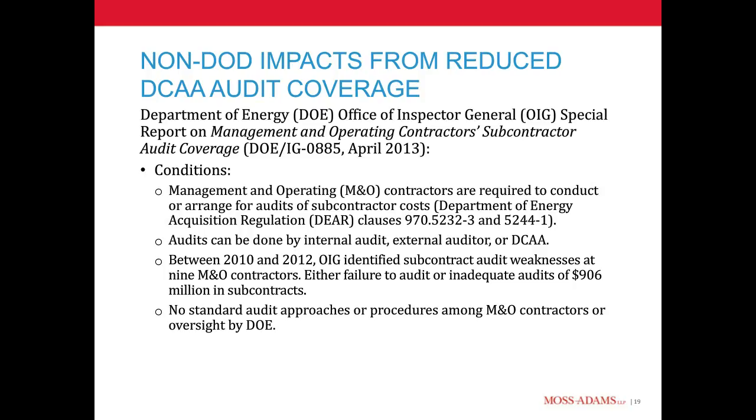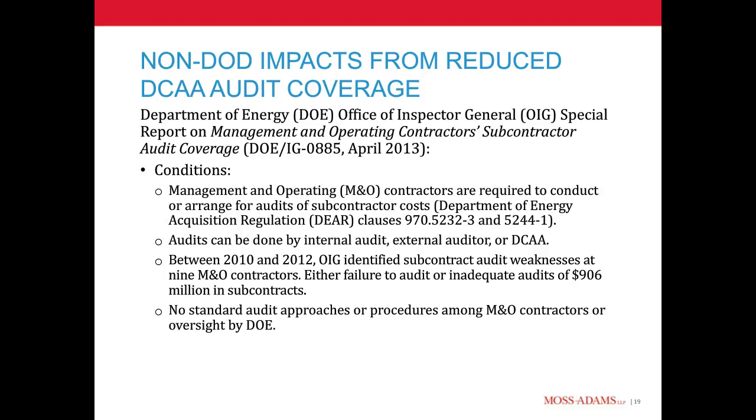They either failed to audit, in other words, they didn't request an audit, didn't perform an audit, or in one case, a contractor had made the threshold so high that none of the subcontractors were above the threshold and thus were not audited. Or we had some inadequate audits, mainly due to internal audit departments where there wasn't proper independence, or there was lack of objectivity, or a lack of knowledge and due professional care. These audits represented $900 million in subcontracts during those 2 years. So the Department of Energy was fairly concerned.